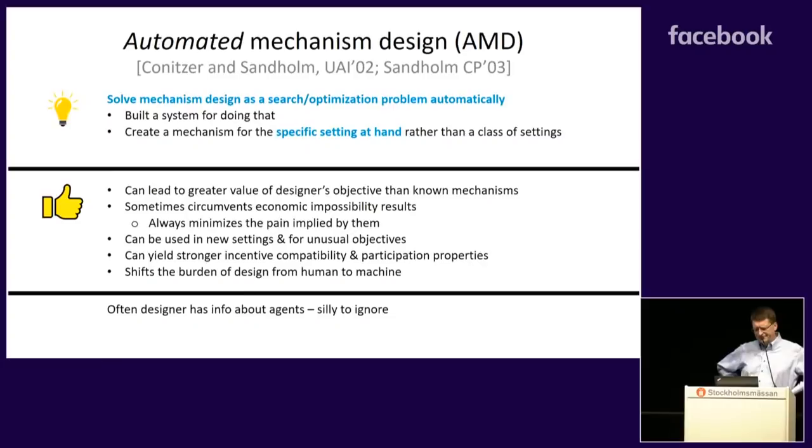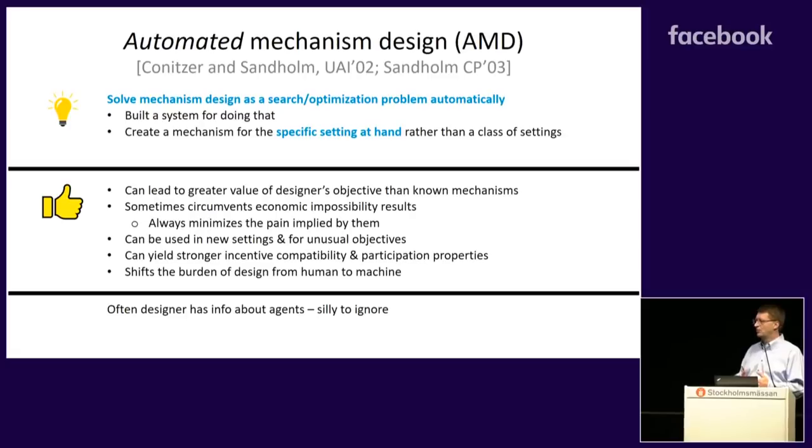Automated mechanism design is something that my then student Vince Conitzer and I started doing in 2001. The idea was that we solve the mechanism design not as a paper and pen exercise, but we actually formulate it as an optimization problem that is solved algorithmically with search algorithms, optimization algorithms, and so on. We built a system for doing that, and the idea is that we create a mechanism for the specific setting at hand rather than a class of settings.